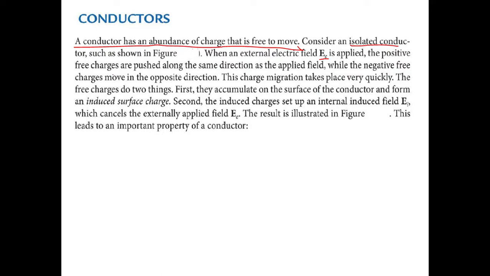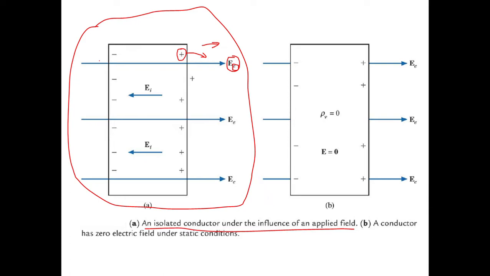While the negative free charges move to the opposite direction. Exactly. That is like this. So negative will be towards the other side, right? Positive will be accumulated towards the applied electric field and negative to the other side of the conductor.